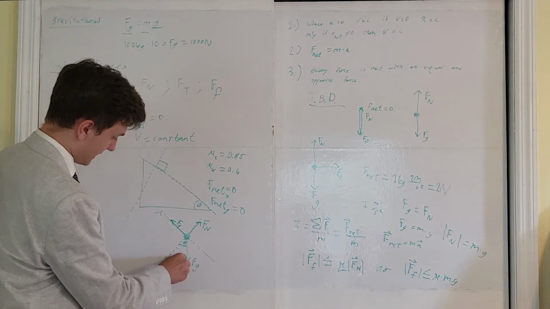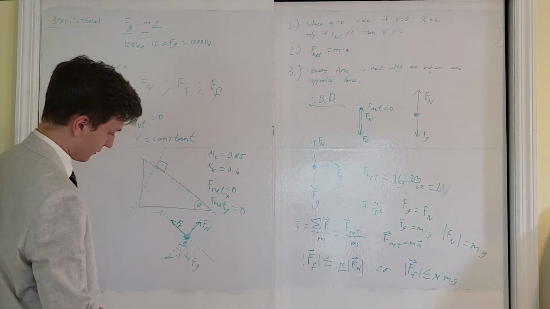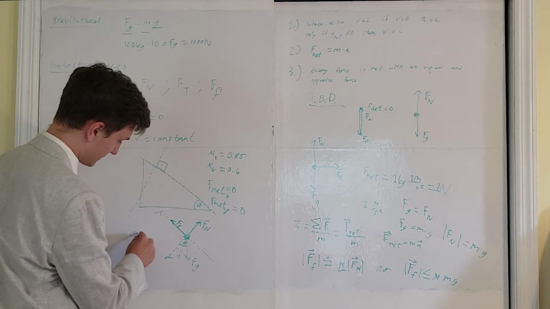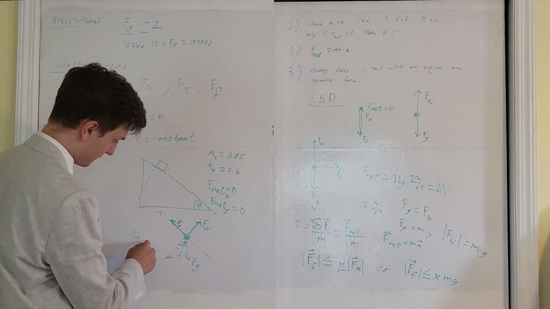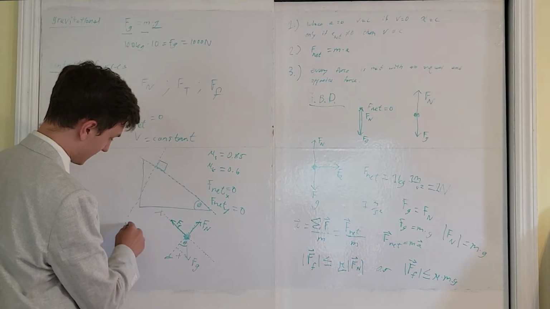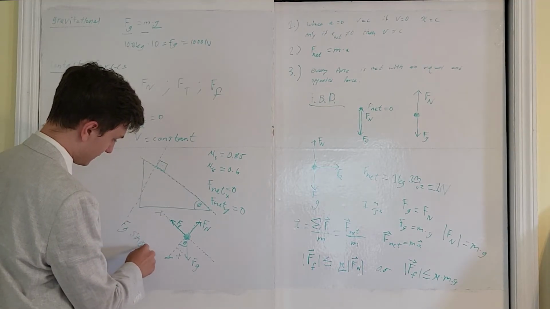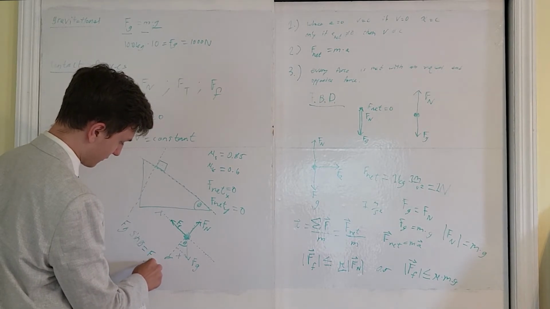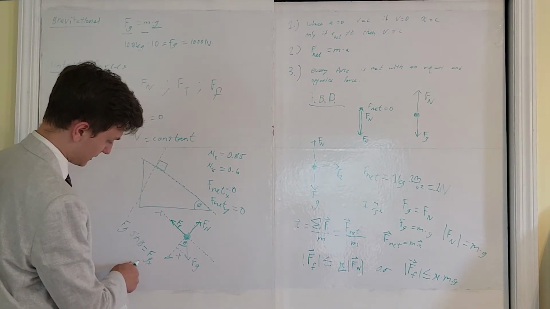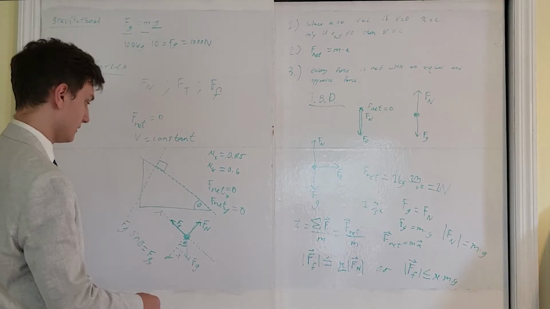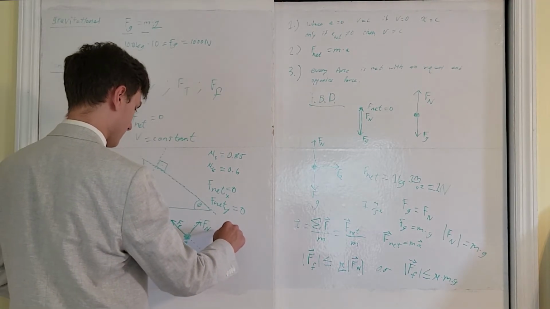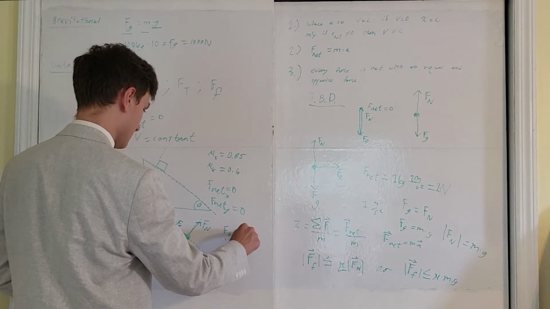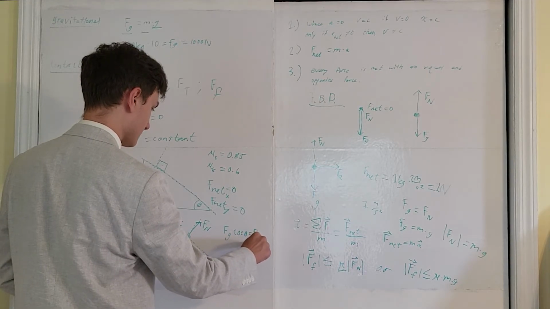If we want the x component of our gravitational force, we're going to need opposite over hypotenuse: sine of theta times the force of gravity is equal to the x component of the force of gravity. We're going to denote that as the force of gravity sub x. If we want the y component of our force of gravity, that's going to be the force of gravity times cosine theta, equal to force of gravity sub y.